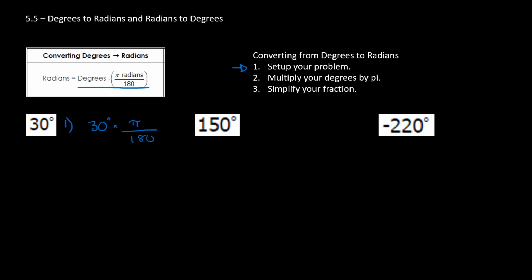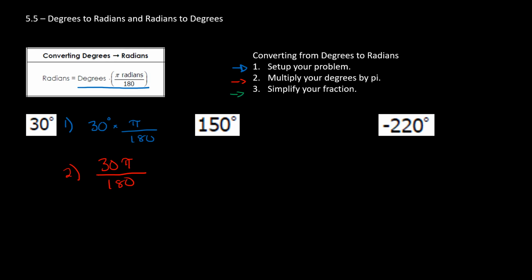Okay, we're going to multiply the degrees by pi, and then divide by 180. So what that essentially looks like is we're going to have 30 times pi is 30 pi, divided by 180. This is step 2. All I did was multiply across, numerator with numerator, denominator with denominator.